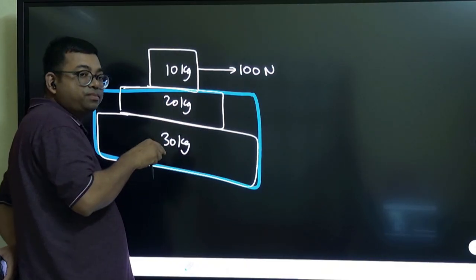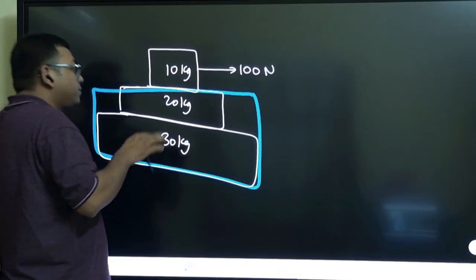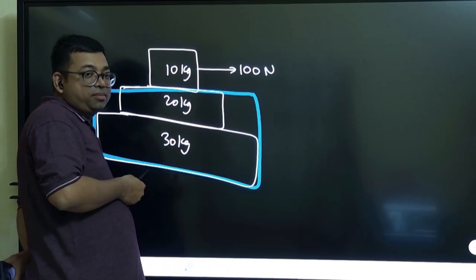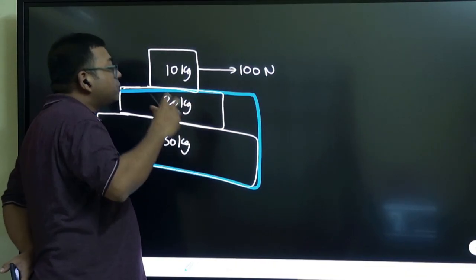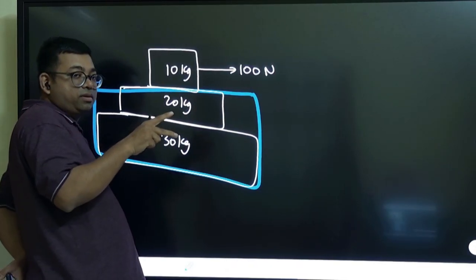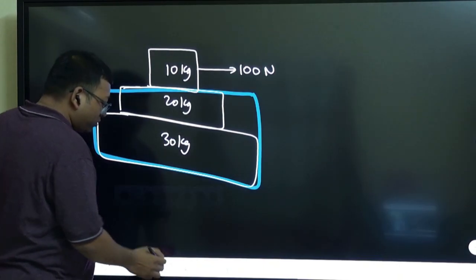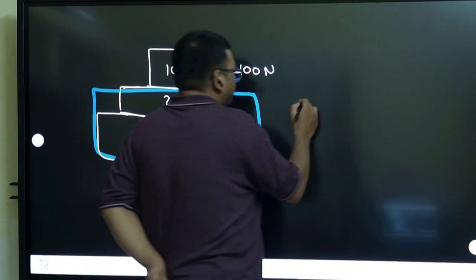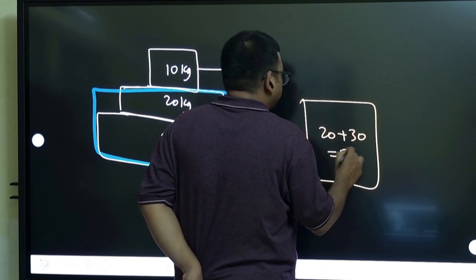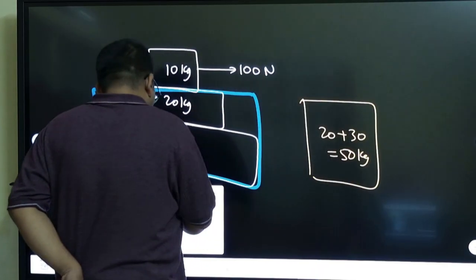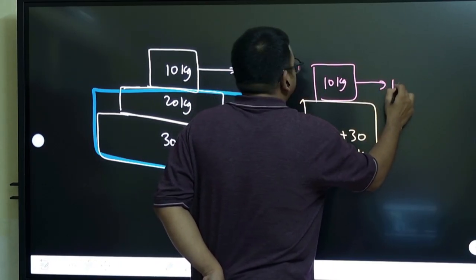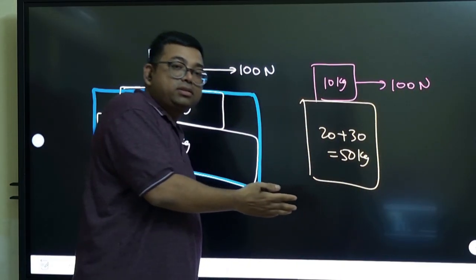The idea here is how to combine the blocks. You combine these as one block so that it looks like a two block system. So you combine these two: 20 plus 30 has become 50 kg, correct? And the upper block is 10 kg, right? This is how we have to think. Now it is like a two block system, right?